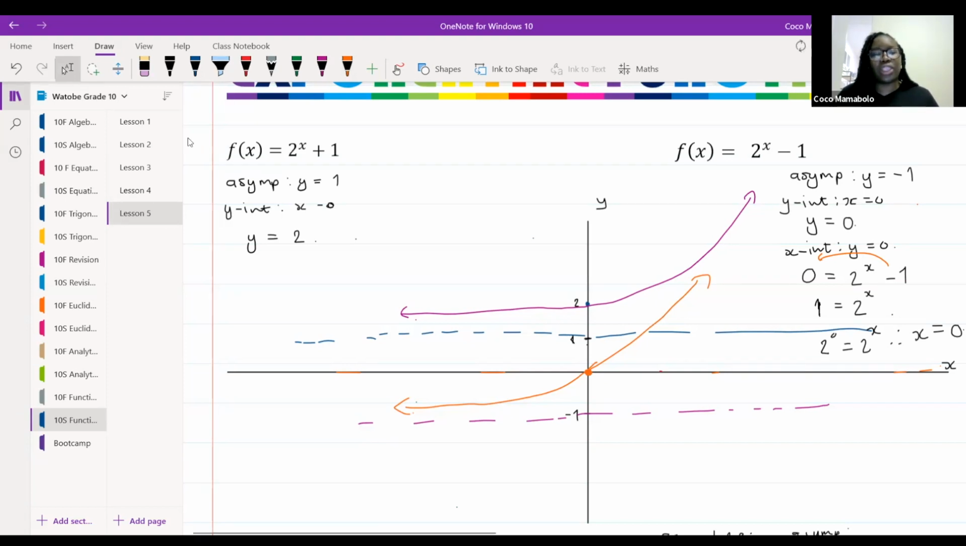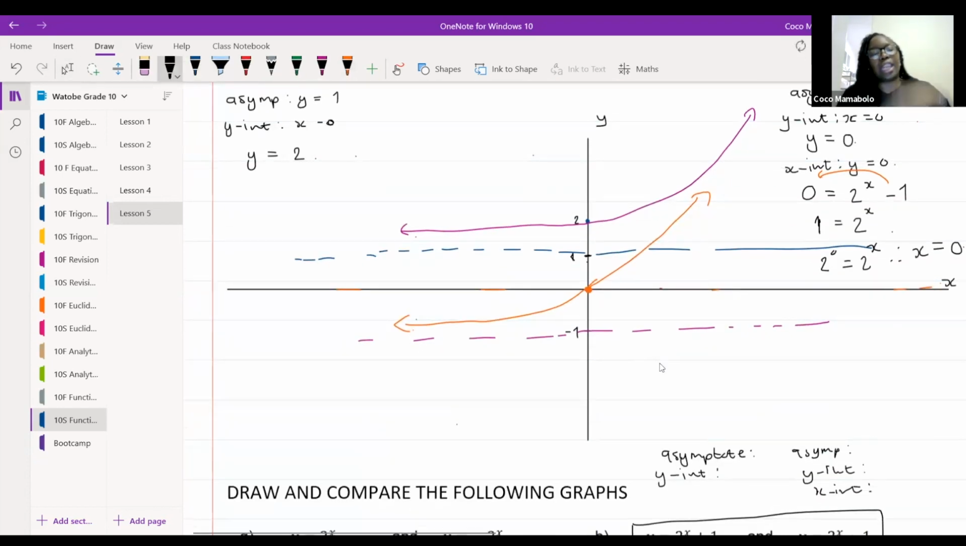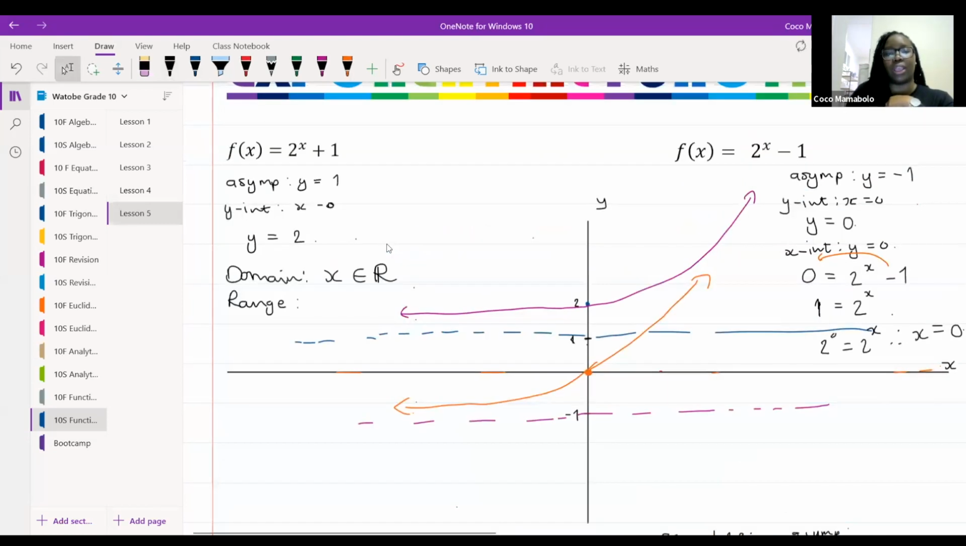Patu says, ma'am, what would the domain and range be? Okay, we're going to talk about the domain and range in next week's lesson, but we can speak about it now. Remember, guys, our domain is always our x values, and our x values are defined everywhere. X is an element of all real numbers. Our range, let's talk about this positive graph over here, y equals 2 to the power of x plus 1. We know that our y is going to be an element of real numbers, but where can y not go? Y has to be greater than which number?